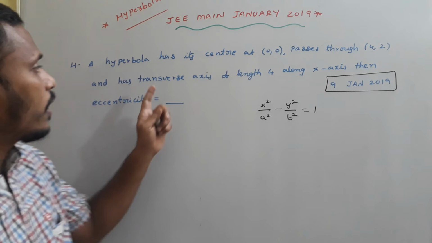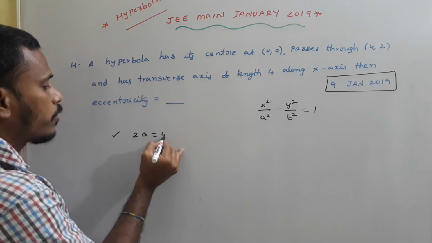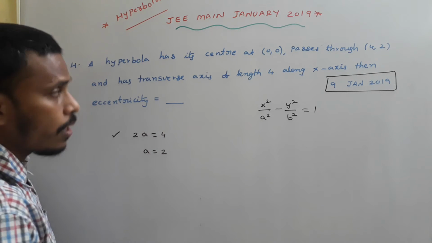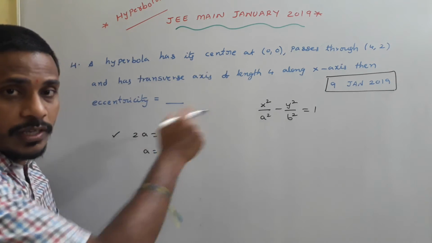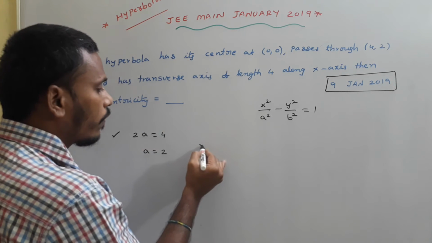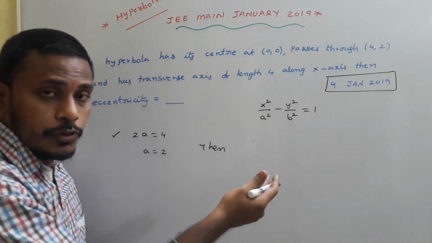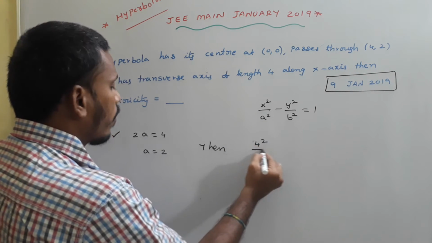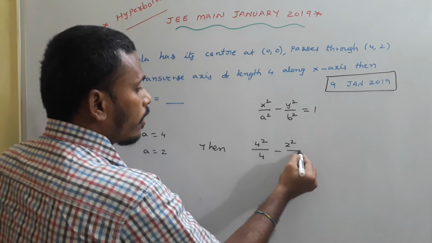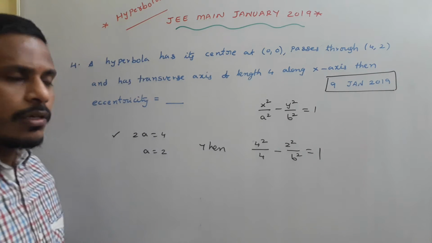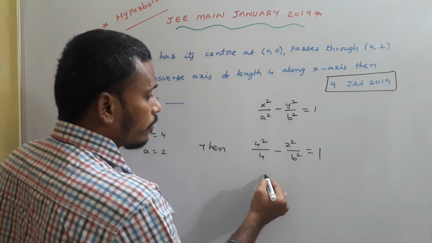One thing is given: the length of the transverse axis is 4. The length of the transverse axis is 2a, that is 4, and a is equal to 2. And one more thing, this hyperbola passes through the point (4, 2). So (4, 2) satisfies this hyperbola, as well as a is equal to 2. Then x², which is nothing but 4², since we are going to substitute that point in this hyperbola, 4² by, since a is 2, a² is 4, minus 2²/b² is equal to 1. So simply calculate b from here. 4² by 4 is 4.